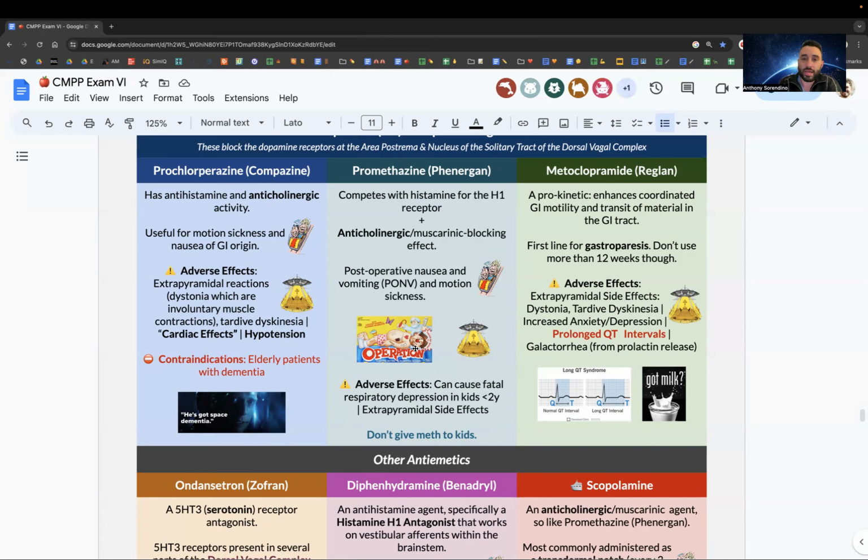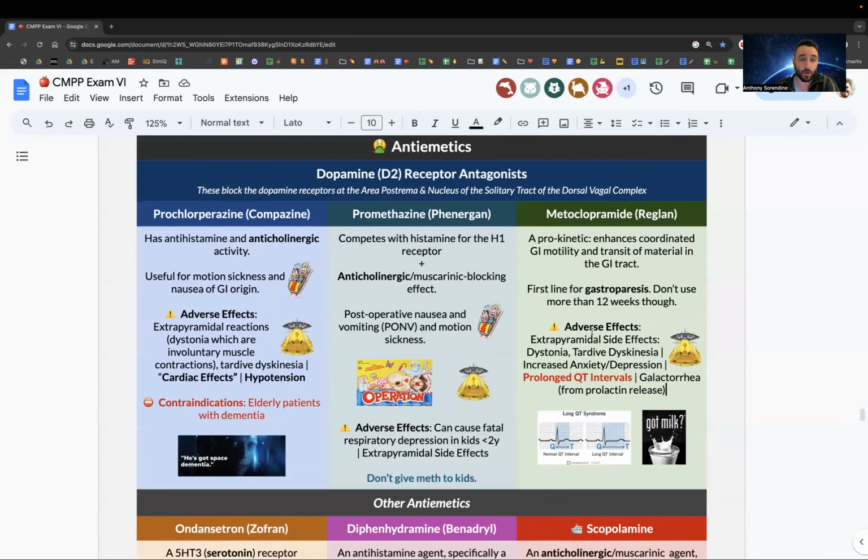So that's how you're going to remember that. All right. The last one here of the D2s is metoclopramide or Reglan. And this is going to be first line for gastroparesis because this is a prokinetic. So it's going to get your bolus moving. So Reglan, it's going to regulate and it's going to move things along, okay? Some more adverse effects here. This one can actually cause prolonged QT intervals, which we don't want. It can also cause galactorrhea. So it's going to cause milk production from prolactin release, okay?